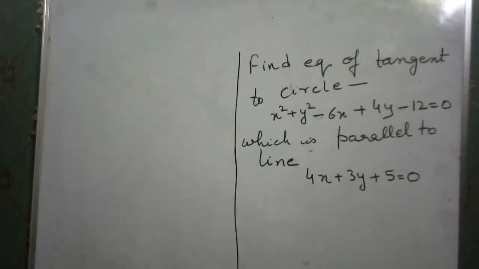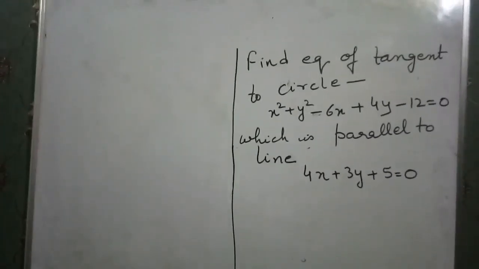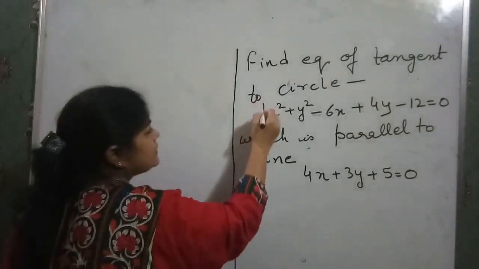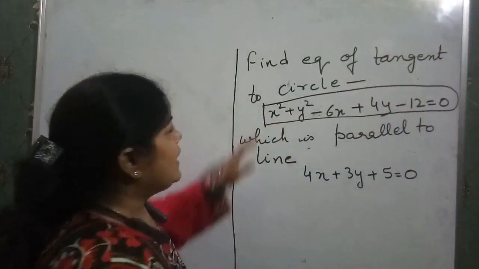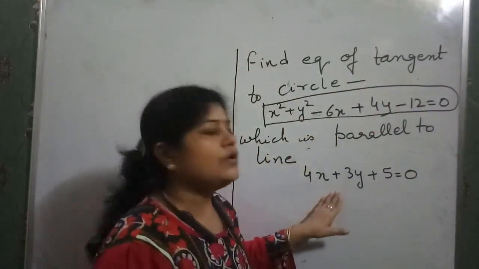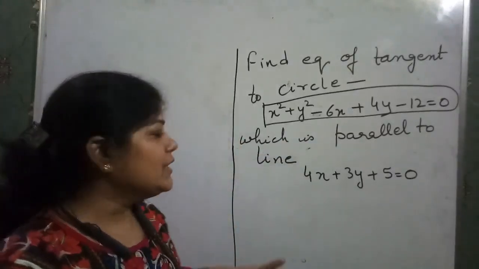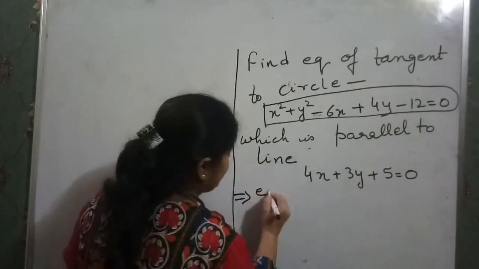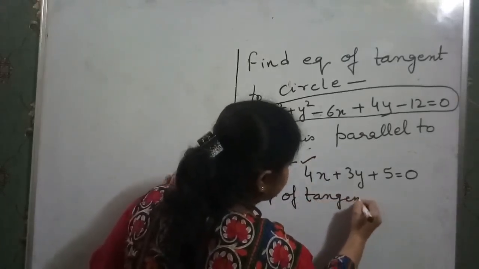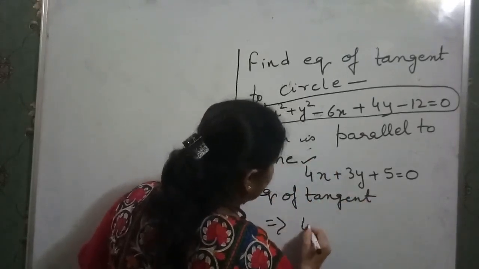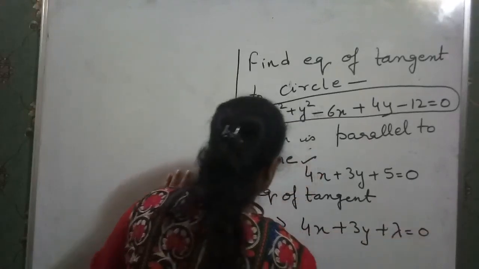Now again the question is to find the equation of tangent to the circle, and here the equation of circle is in standard form, and the equation of tangent is parallel to this line. According to the previous question which I told you earlier, firstly find the equation of tangent using this line. The equation of tangent is 4x + 3y + λ = 0. This is the first step.